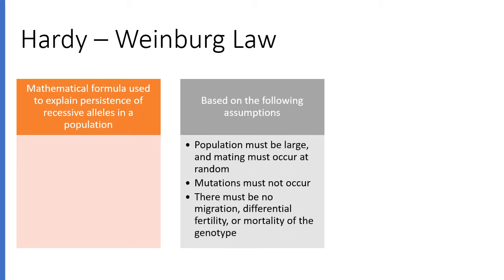It's based on assumptions. Population must be large. Mating must occur at random. Mutations must not occur. There must be no migration, differential fertility, or mortality of the genotype.